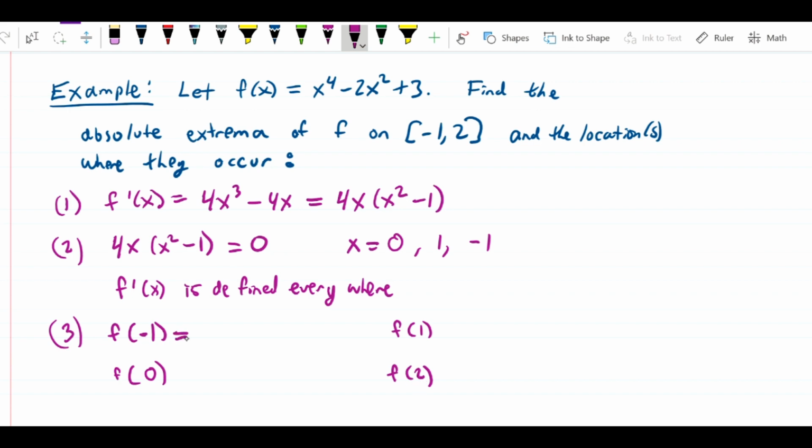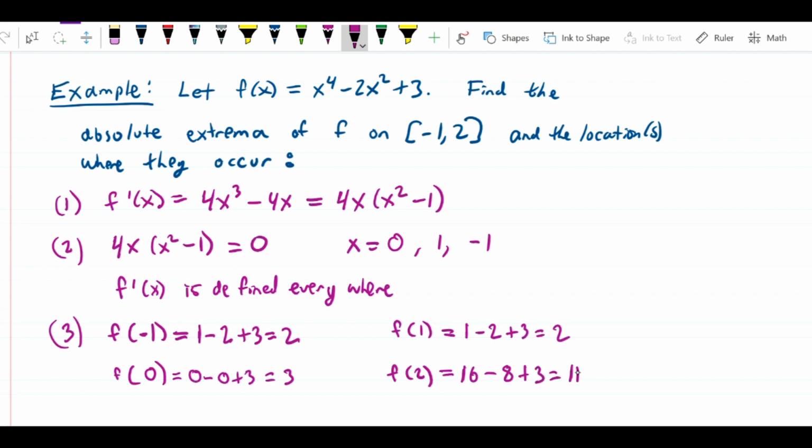So f of -1 is going to be -1 to the fourth is 1, minus 2 times -1 squared is 2, plus 3, and this is equal to 2. f of 0 is 0 minus 0 plus 3, which equals 3. f of 1 is going to be 1 minus 2 plus 3, which is 2 again. And f of 2 is 2 to the fourth is 16, minus 2 times 2 squared is minus 8, and then plus 3, that gives us 11.